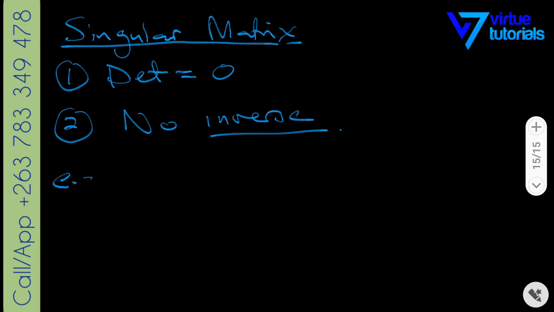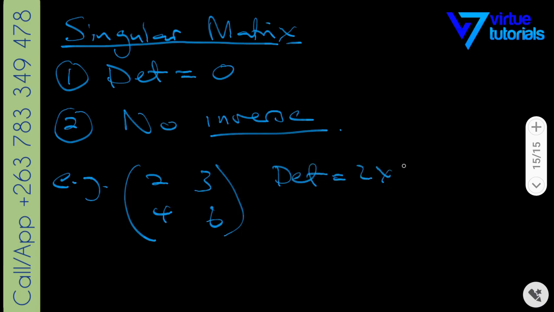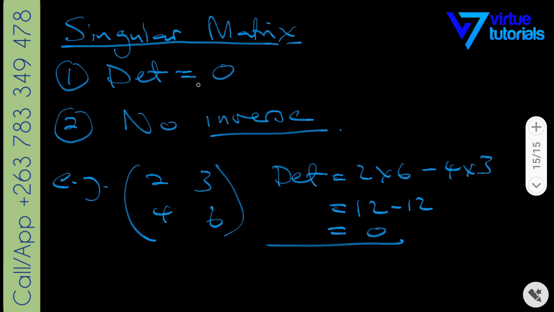So an example would be a matrix like this: 2, 3, 4, 6. What's the determinant here? The determinant is 2 times 6 minus 4 times 3, which is 12 minus 12, which gives you 0. This matrix has a determinant of 0. Therefore, this matrix is singular. Therefore, this matrix has no inverse. If a matrix has a determinant of 0, it has no inverse, and it's singular.